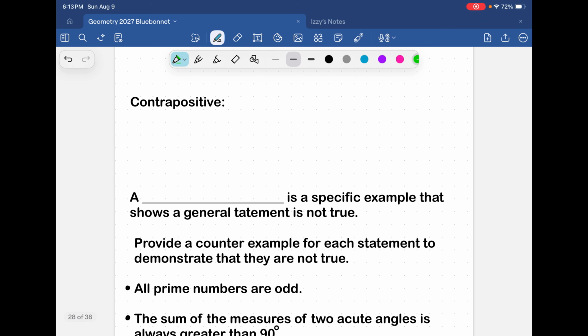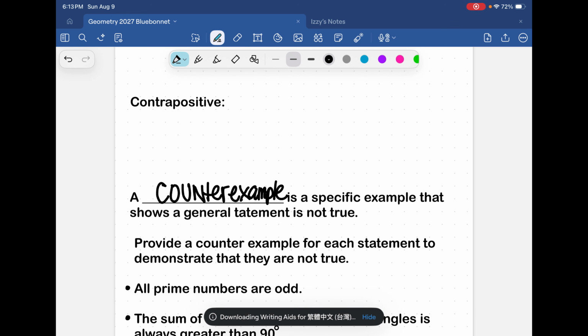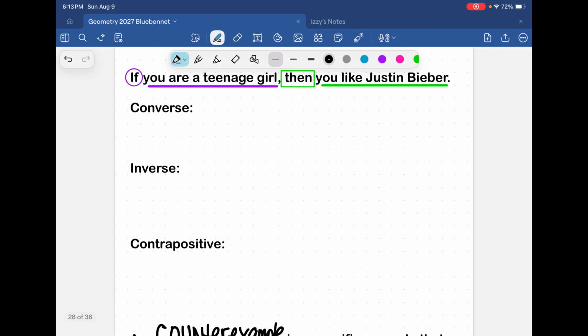All right, so we also have what is called a counterexample. And a counterexample is a very specific example that shows that a general statement is not true. All right, so we could go back to our statements about Justin Bieber and we can talk about whether they're true or false. Maybe even from the beginning really quickly.